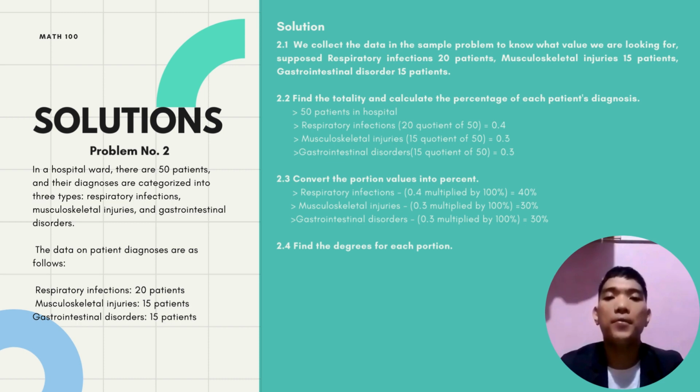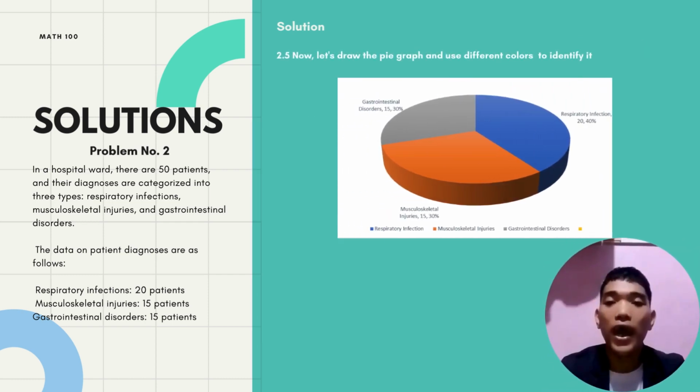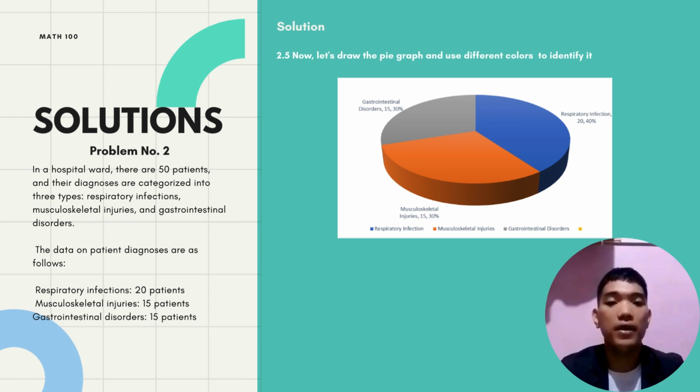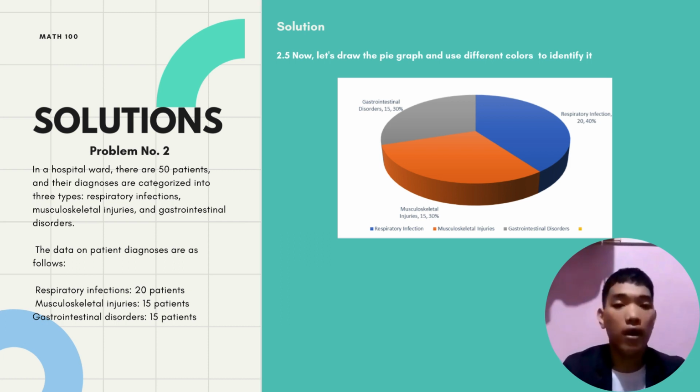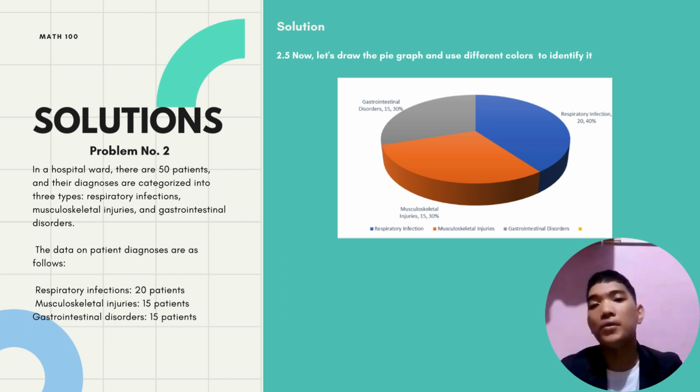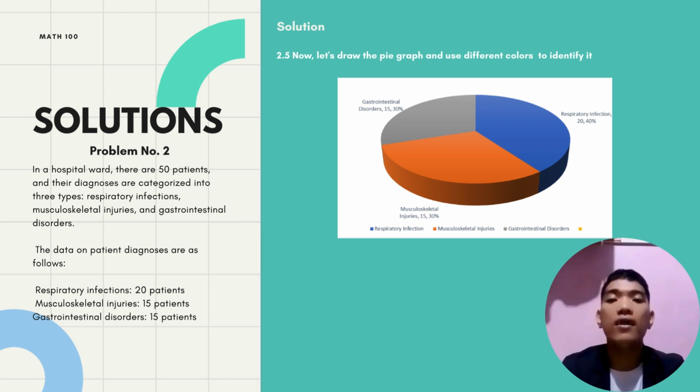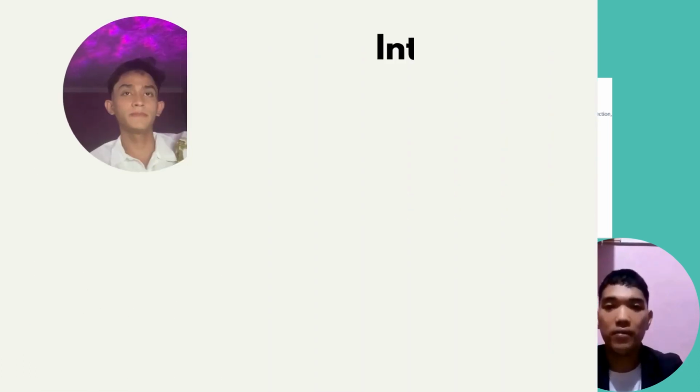Next, find the degrees for each portion. As a given result, the respiratory infections is 40%, the musculoskeletal injuries is 30%, and the last, the gastrointestinal disorders is 30%. Now, let's draw the pie graph and use different colors to identify it. As you can see in the pie graph, the respiratory infections is 40%, the musculoskeletal injuries is 30%, and lastly, the gastrointestinal disorders is 30%.